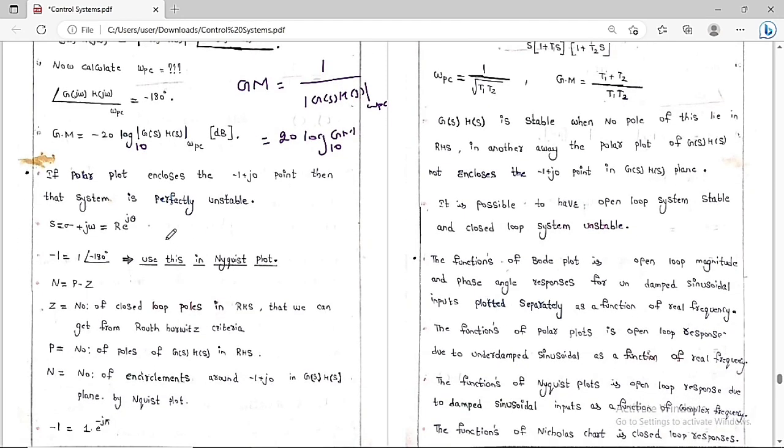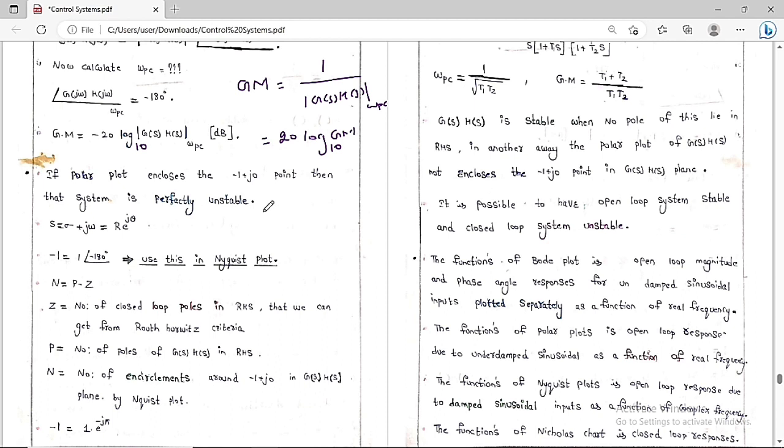The next point is, if the polar plot encloses the minus 1 plus j0 point, then the system is said to be perfectly unstable. As I already told you, if the polar plot is not going to enclose the minus 1 plus j0, the system is said to be stable. If the polar plot passes through minus 1 plus j0, then the system is said to be marginally stable. If the polar plot is going to enclose the minus 1 plus j0, then the system is said to be perfectly unstable. So this point always you have to keep in mind.